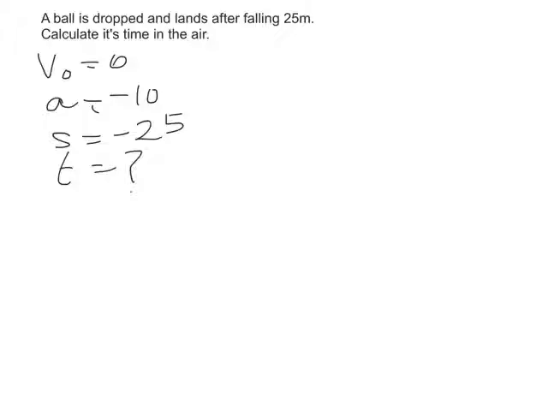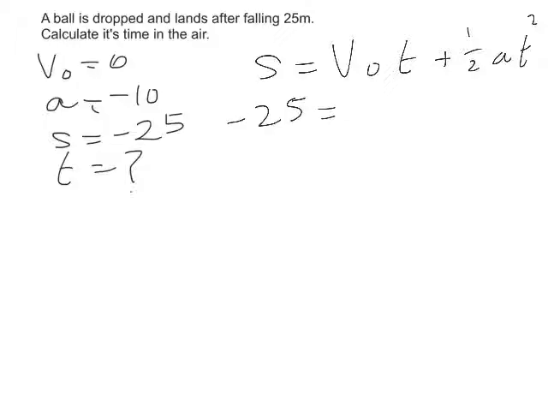Okay, based on those 4 quantities here, we're missing the VT, so you need to find that formula without that VT in it. So you've got V0 times T plus a half AT squared. So we've got minus 25 in for S. And the V0 is 0, so that whole thing could be given as a 0, plus a half of minus 10 times the T squared, which is the unknown.